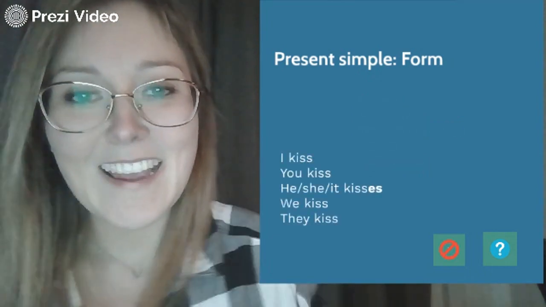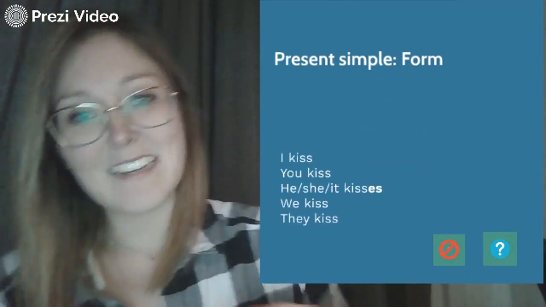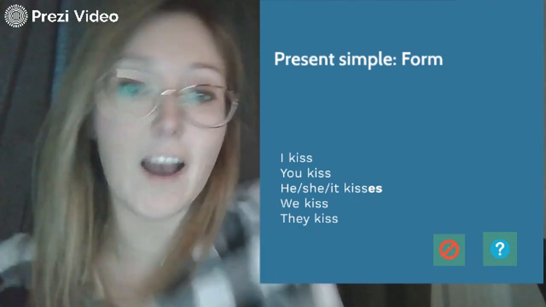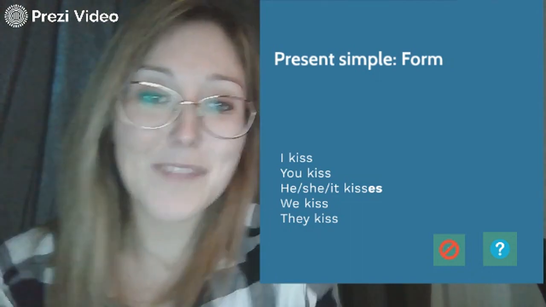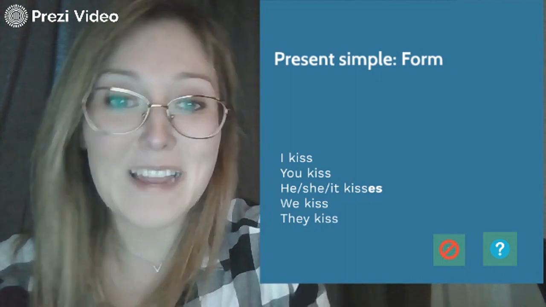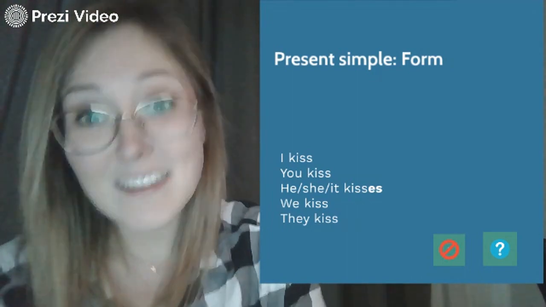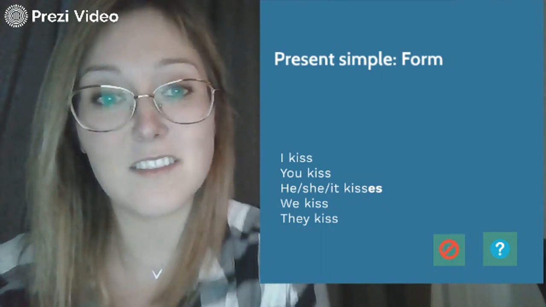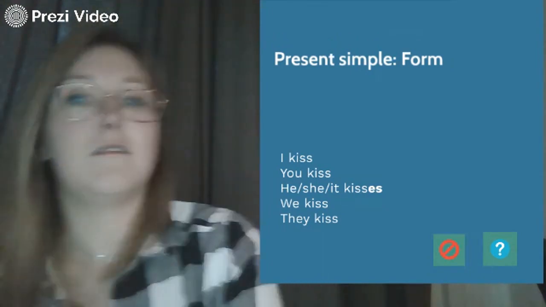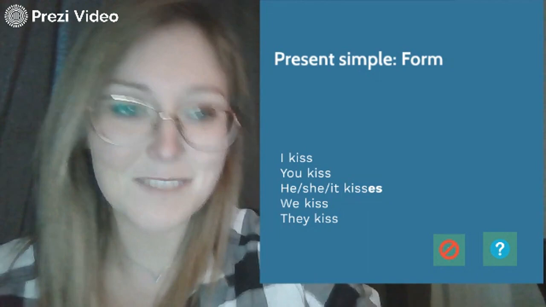And finally, for verbs that end in double S, for instance, like I kiss, nothing changes to I and you and we and they, but for he, she, and it, you have to add an extra E because you can't have a word ending in three S's. It doesn't become kiss, so it becomes kisses.